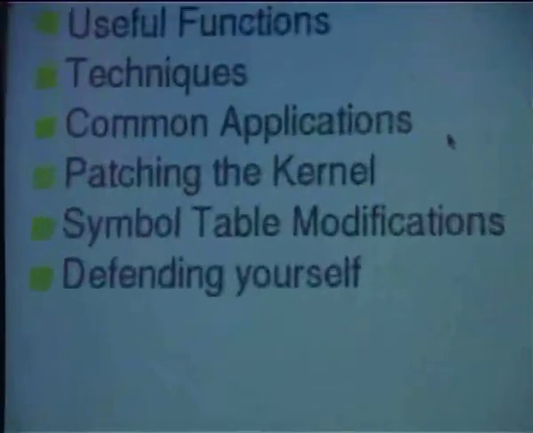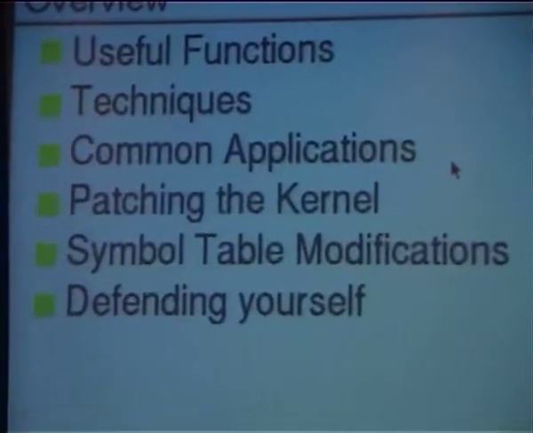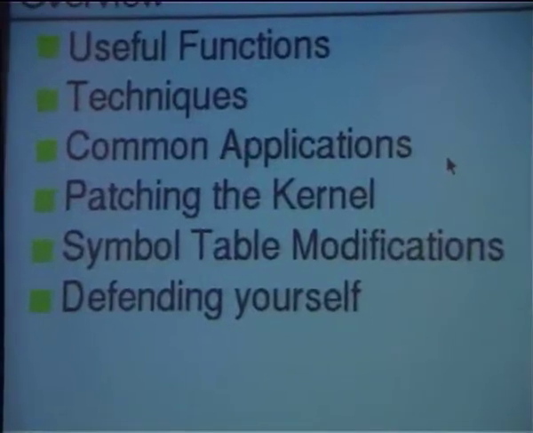Okay, a short overview of what I'm going to do. I'm first going to very quickly look at some useful functions you can use in your kernel module. Then I'm going to look at some common techniques you can employ to alter stuff in the kernel. Then I'm going to make some examples, like common applications. Then I'll also say something about patching the kernel directly, without the help of kernel modules. Then I'm going to look at some symbol table modifications. And at the end, about defending yourself against this stuff.